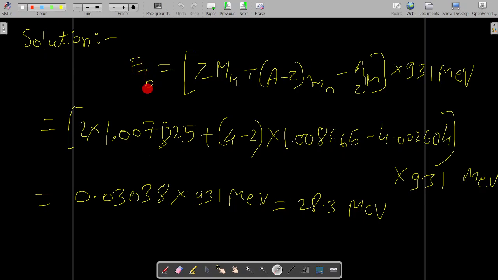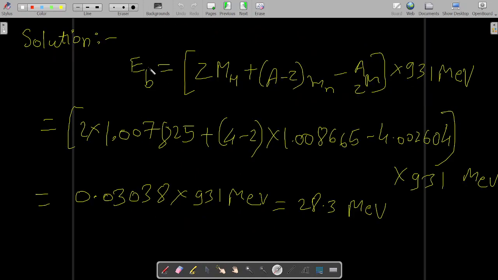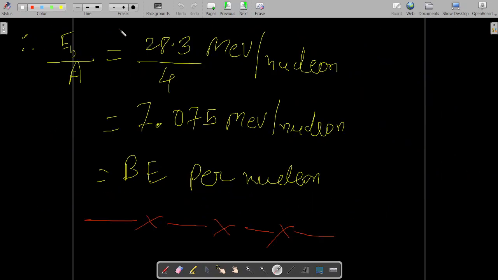Now this is the binding energy, not per nucleon. We have to calculate the binding energy per nucleon, and here we have found only the binding energy. So to get the binding energy per nucleon, we divide by the total number of nucleons, which equals the atomic mass number, so A is 4. So EB divided by 4 gives 7.075 mega electron volt per nucleon, which is the binding energy per nucleon. In this way you can find the binding energy per nucleon of an alpha particle.